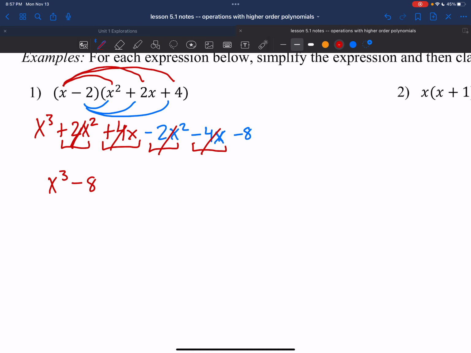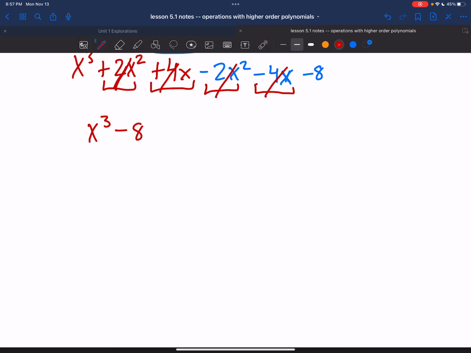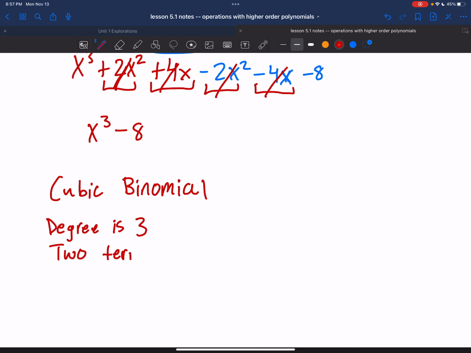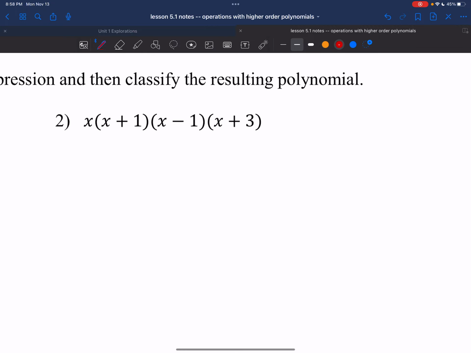Oh, how beautiful. And notice it asks us, can you classify the resulting polynomial? I say, yeah, sure. This would be a cubic binomial. Cubic, because the degree is 3, and it has 2 terms. There you go. Okay, let's work out the next one.